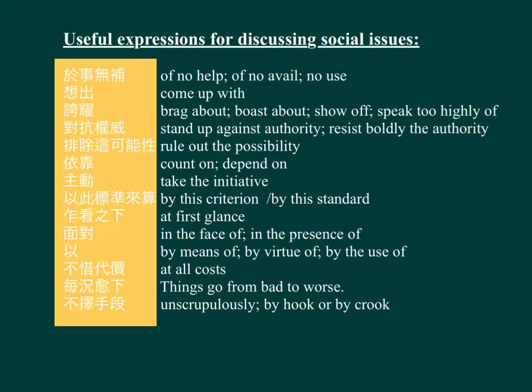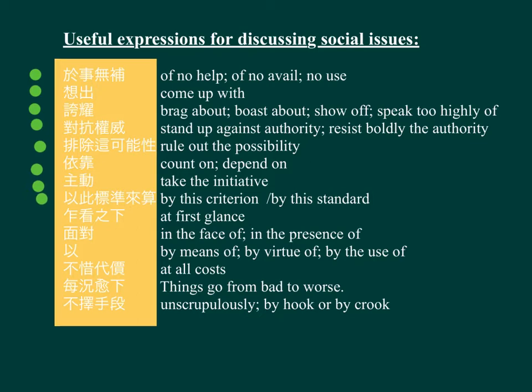Useful expressions for discussing social issues. 於事無補: of no help, of no avail, no use. 想出: come up with. 誇耀: brag about, boast about, show off, speak too highly of. 對抗權威: stand up against authority, resist boldly the authority. 排除這可能性: rule out the possibility. 依靠: count on, depend on. 主動: take the initiative.